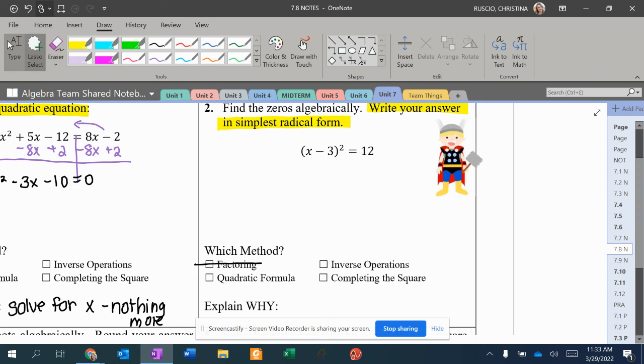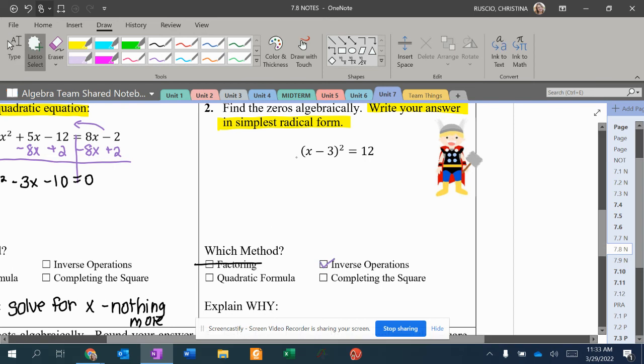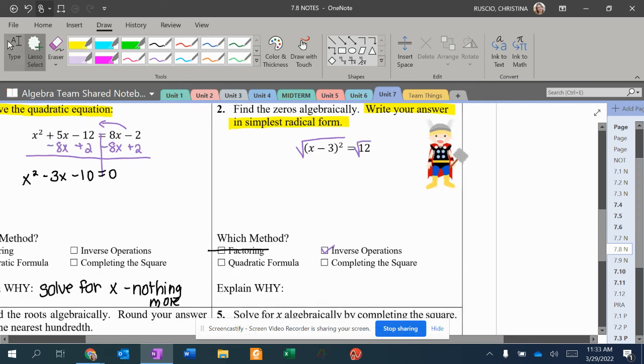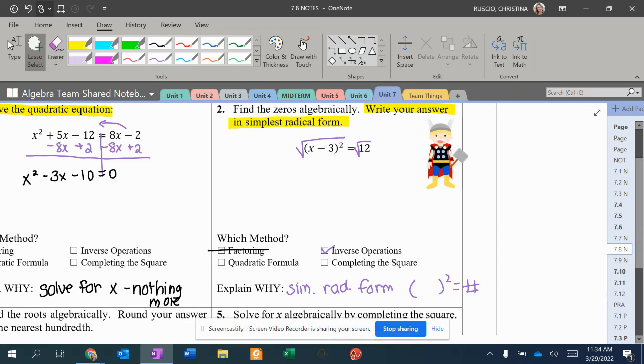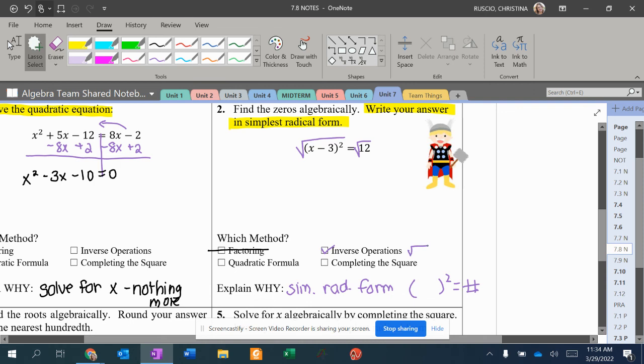To me, this is going to be an inverse operation because we can take the square roots. There's a couple reasons why I'm picking inverse operations. First, it said simplest radical form. So simplest radical form, I'm just going to abbreviate. And then also, it takes the form of this all squared equaling a number. Those are two main reasons why I would use inverse operations, aka square roots, to help me solve this one.